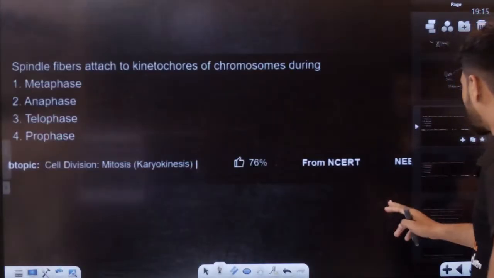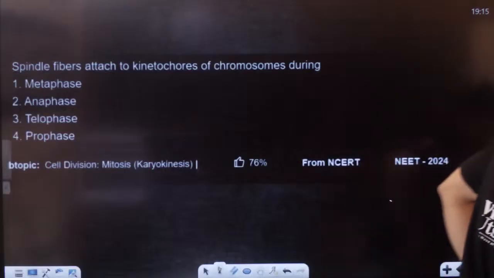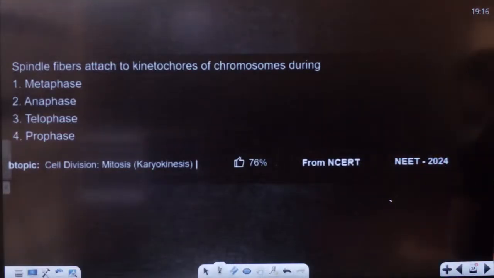So here's the NEET PYQ. Can I get the right quick answer? Here's the quick NEET PYQ. Can I get the answer, students? We'll just blaze through this now.